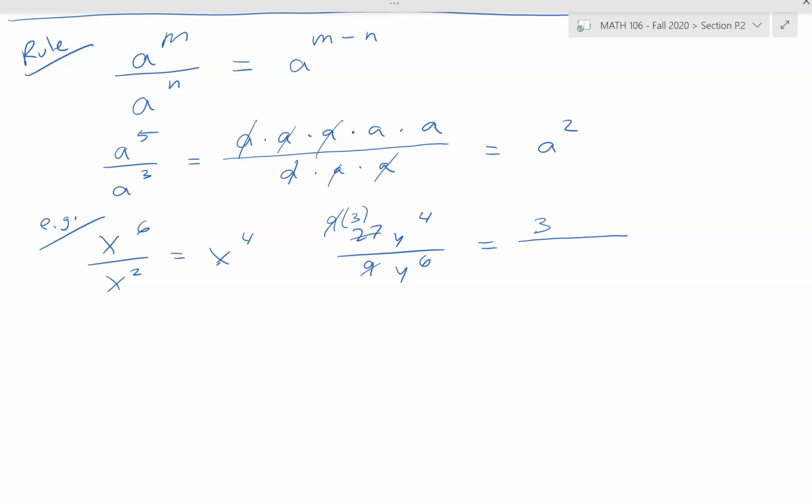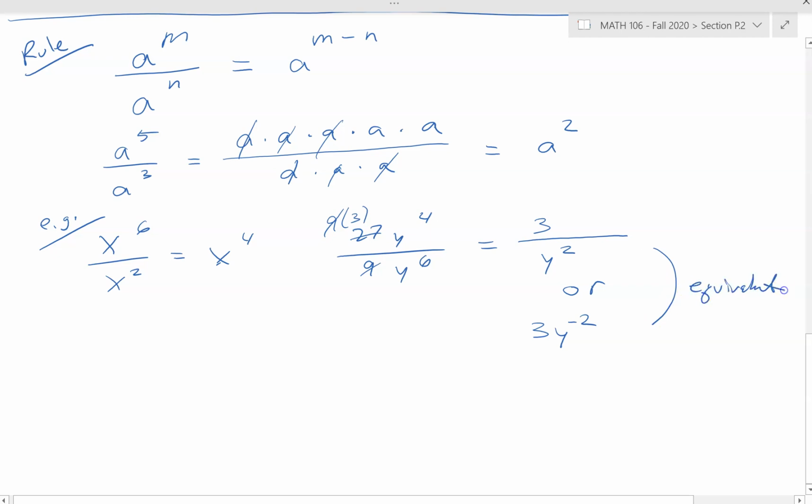Now you might right away see how many y's should be left on the bottom. If you have 4 on top, 6 on the bottom, there should be 2 left over, right? So if you could see that, that's great. All right, but you could do this, or you might see it as 3y to the negative 2. But aren't these equivalent? 3 over y squared or 3y to the negative 2.